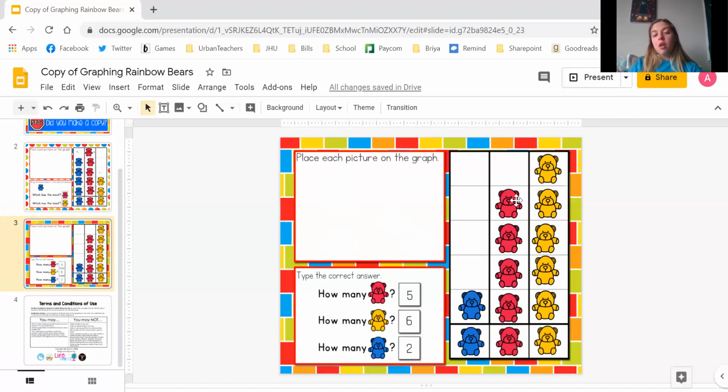Now we can look at all 3 towers. Which tower is the biggest? Which tower has the most bears? Yellow, you're right. The yellow tower has the biggest because it has the most bears. What tower is the smallest? Which tower has the least bears? You're right, the blue tower. The blue tower is very small and it only has 2 blue bears.